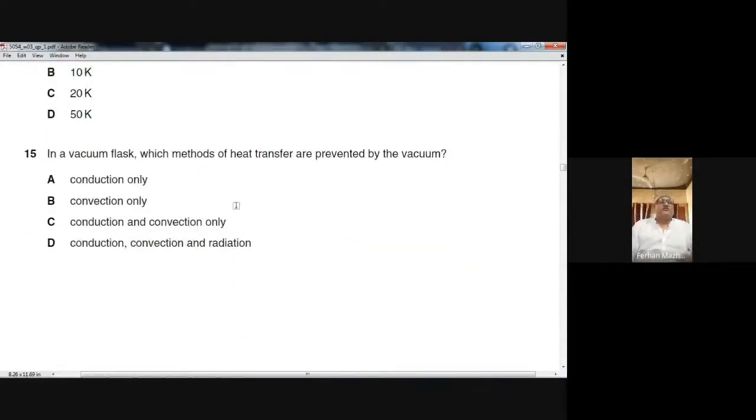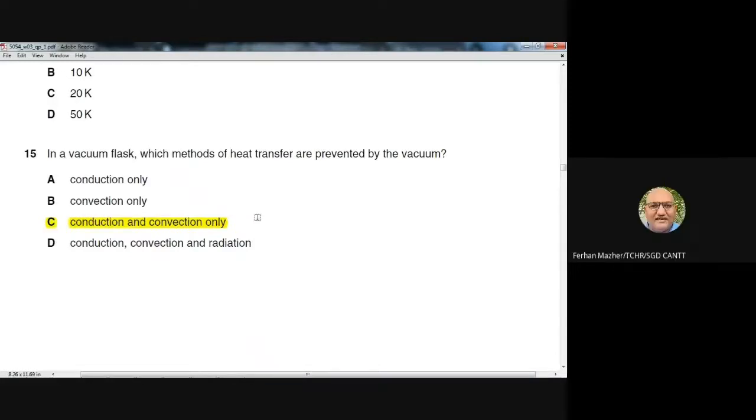In a vacuum flask, which methods of heat transfer are prevented by the vacuum? The vacuum can prevent conduction and vacuum can prevent convection, but the vacuum cannot prevent radiation. So clearly C is the option. Question number 15, C is the option.